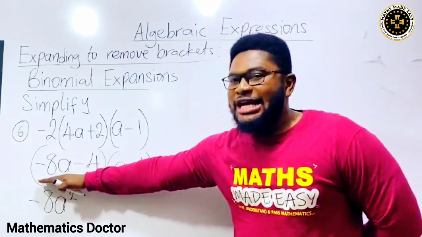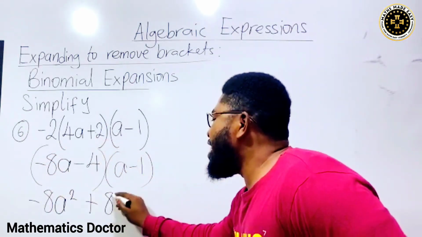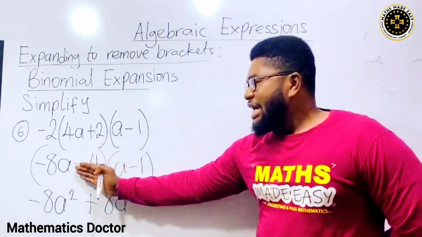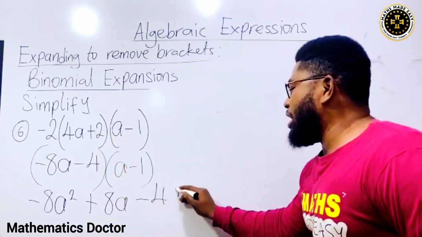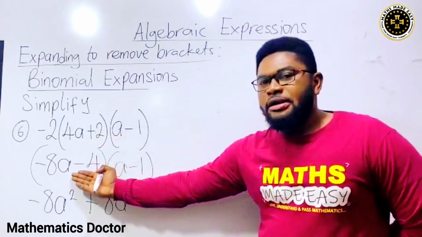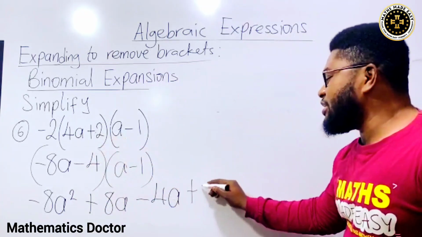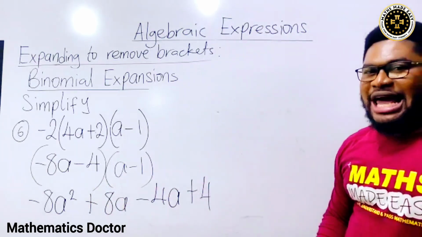Then negative 8a times negative 1 will give us positive 8a. We come to that of the minus 4. Negative 4 times a will give us minus 4a. Then finally, negative 4 times negative 1 will give us positive 4. You go ahead and simplify since there are like terms in there.